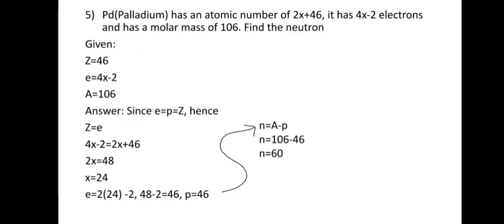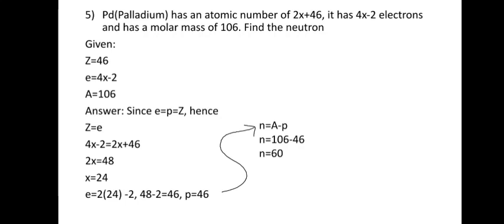Number 5. Pd, or palladium, has an atomic number of 2x plus 46. It has 4x minus 2 electrons and has a molar mass of 106. Find the neutron. So we have the given: Z equals 46, E equals 4x minus 2, and A equals 106. Z is called the atomic number. Since E equals P equals Z, the atomic number equals the electron.